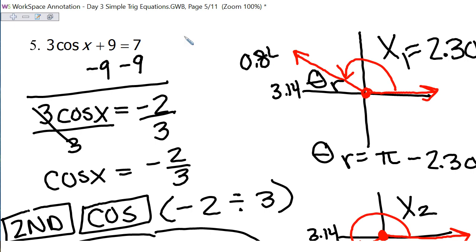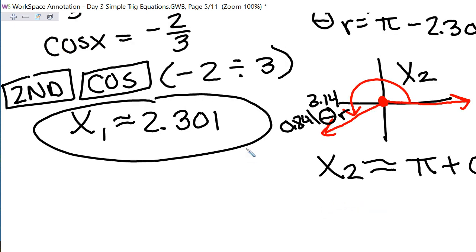So this angle is 0.841. Down here, this is also 0.841. So if I'm trying to find x2, what would I have to do? Add it to pi. So for x2, this is going to be pi plus 0.841. And pi plus 0.841, to 3 decimal places, would be 3.983.